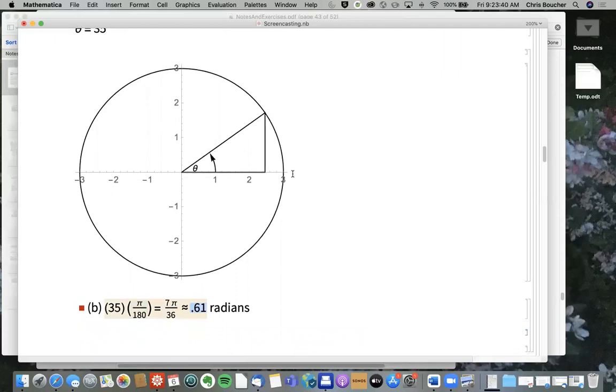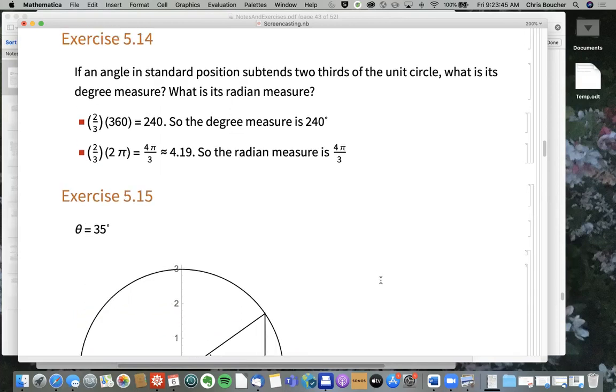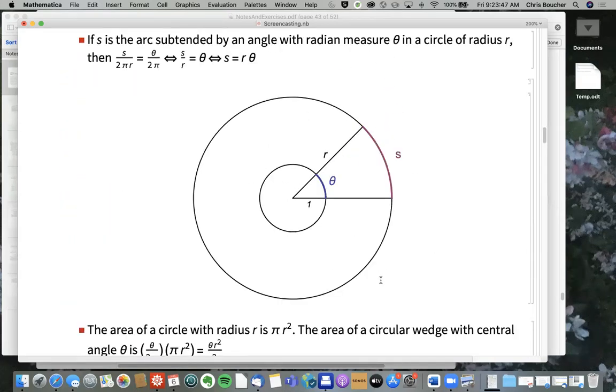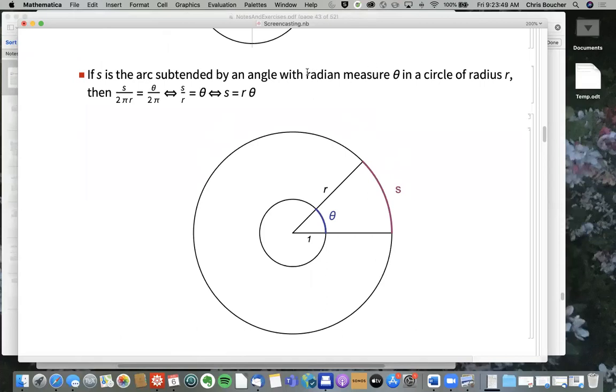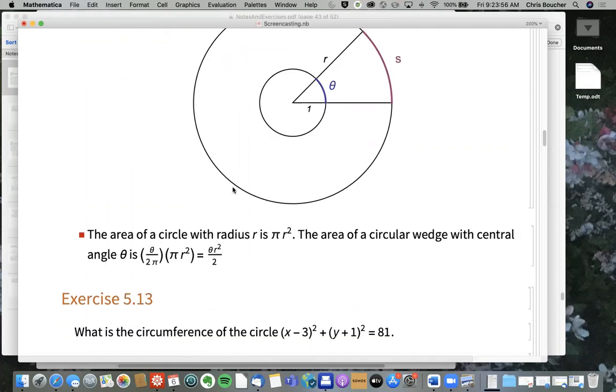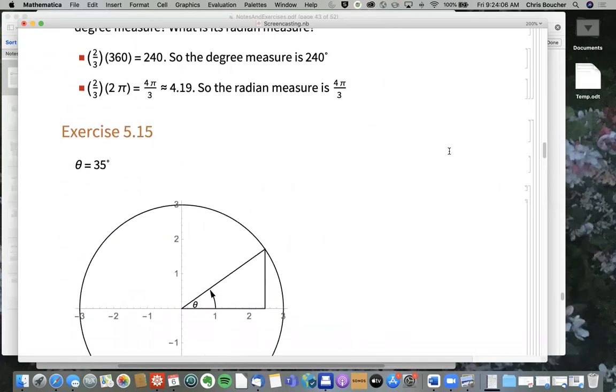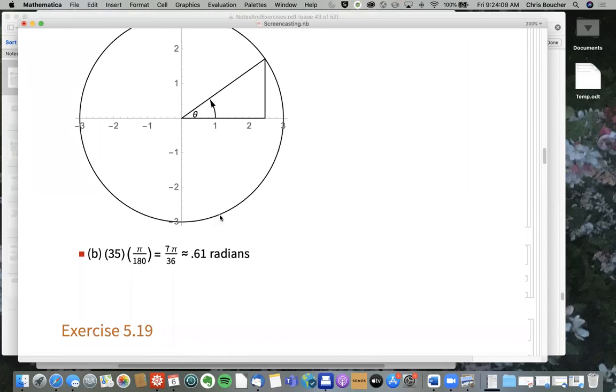The length of the arc, remember the formula is S equals R times theta. That formula, by the way, it's worth emphasizing, has theta measured in radians. So when you use this formula, make sure theta is in radian measure. Same goes for this formula, right? Our arc length and wedge area formulas both require the angle to be in radian measure. So that's okay. Now I have the radian measure of the angle right here.